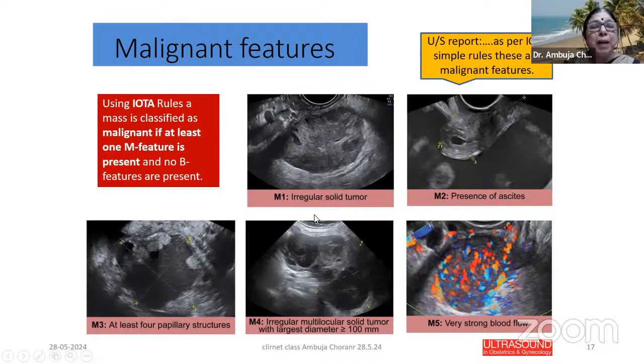You see, these are the malignant features. An irregular solid tumor. See this irregularity, and it is a solid tumor. And the presence of ascites, which is free fluid in the peritoneum. At least 4 papillary projections, which are epithelial projections. And an irregular multilocular solid cyst, more than 10 centimeters, with a lot of strong blood flow. These are the malignant features. Are you sure now how to differentiate between malignant and benign features? Very simple. After seeing these pictures, you will never forget. You yourself can do it.